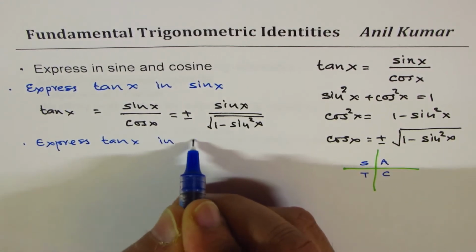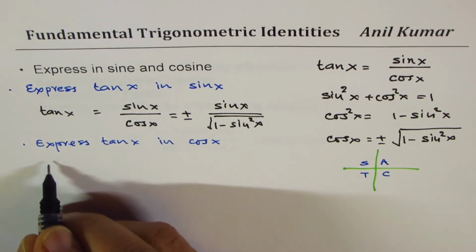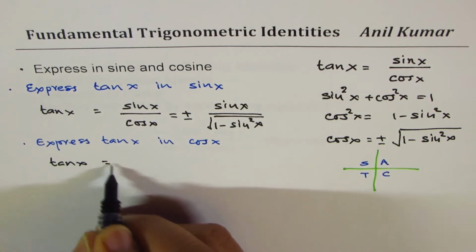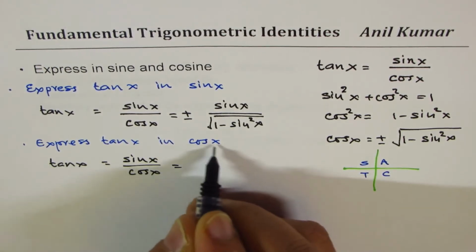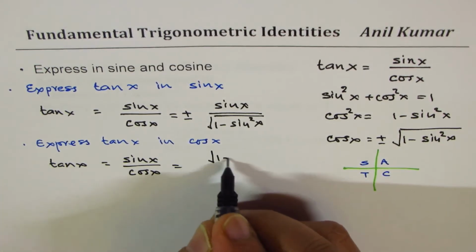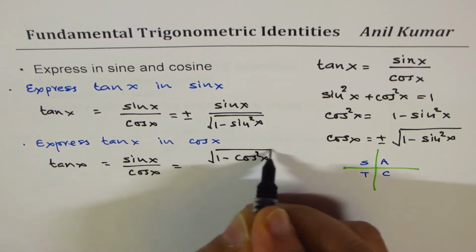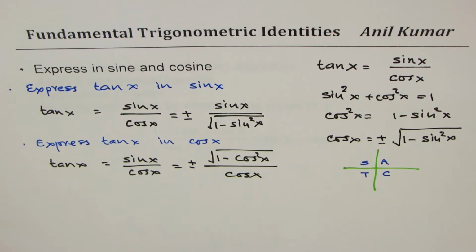Now if I have to express tan x in cosine x, then what should I do? You can actually pause the video, work it out, and then check with my solution. I could write tan x as ratio of sine and cosine, correct? I have to get all in cosine terms. That means sine could be written as square root of 1 minus cos square x, plus and minus, divided by cos x. You get an idea, right? So you could express any trigonometric ratio in terms of sine and cosine.